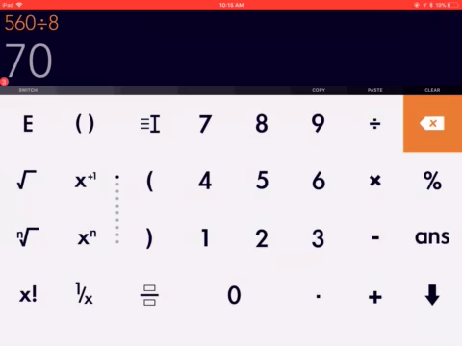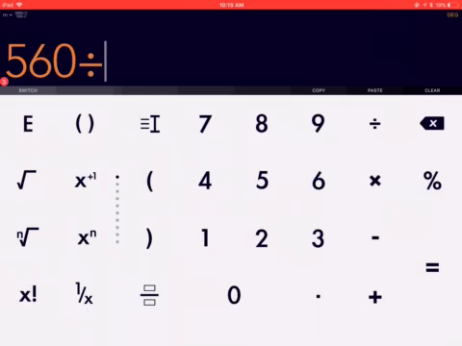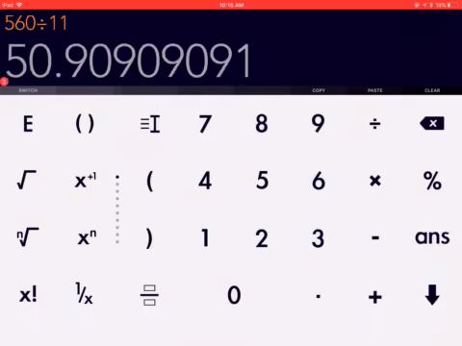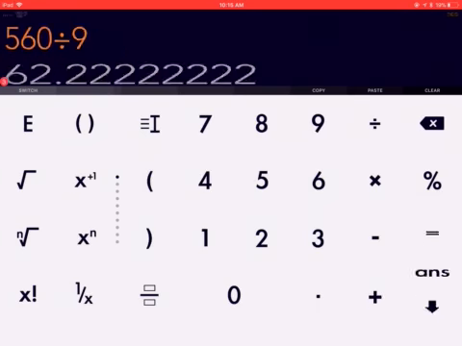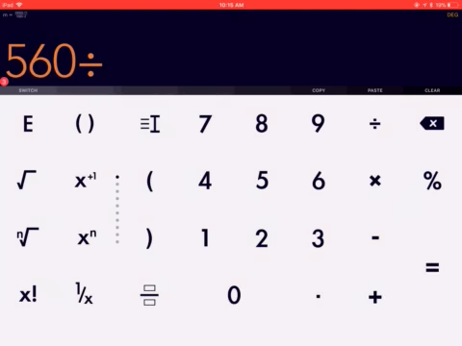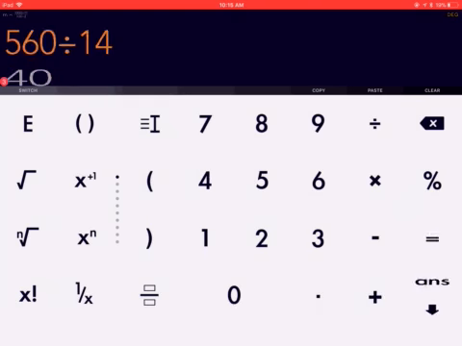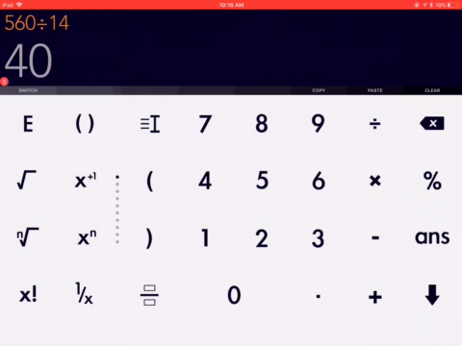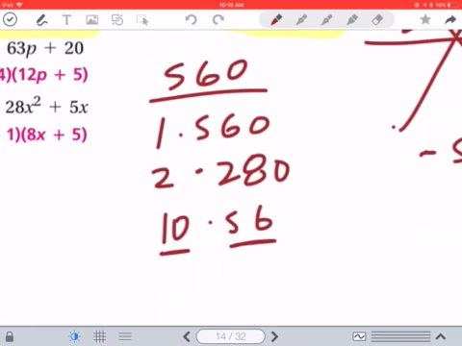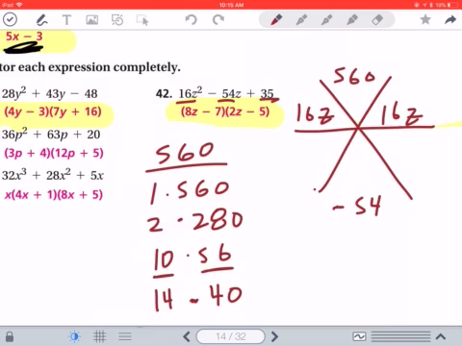So 8, not going to work. Divided by 12. Okay, so we just kind of keep going, and let's see what we got here. So I got 14 and 40. So I finally got to a number that's going to help me out. All right, took a little while. So 14 times 40. And if I look at these numbers, I can get to 54 from those numbers. So this is going to be negative 14 and negative 40.